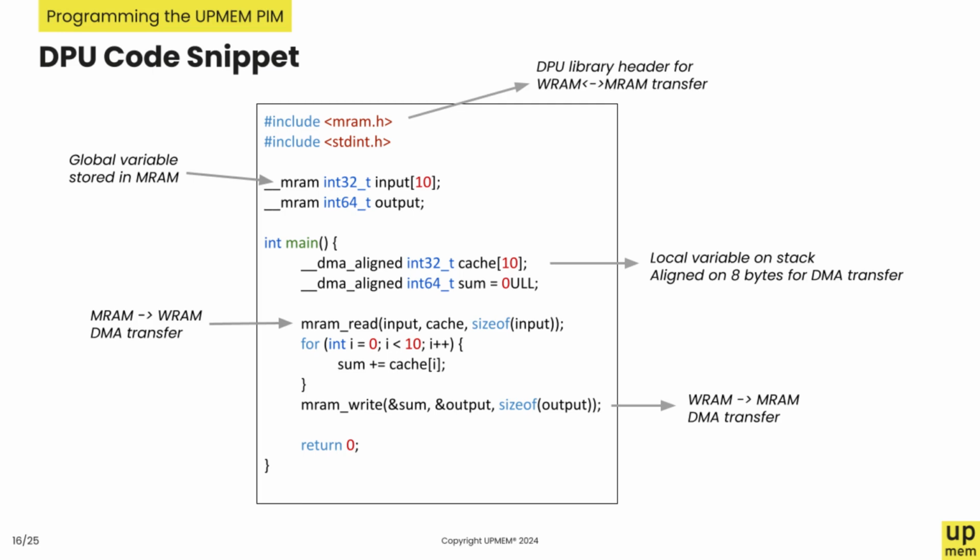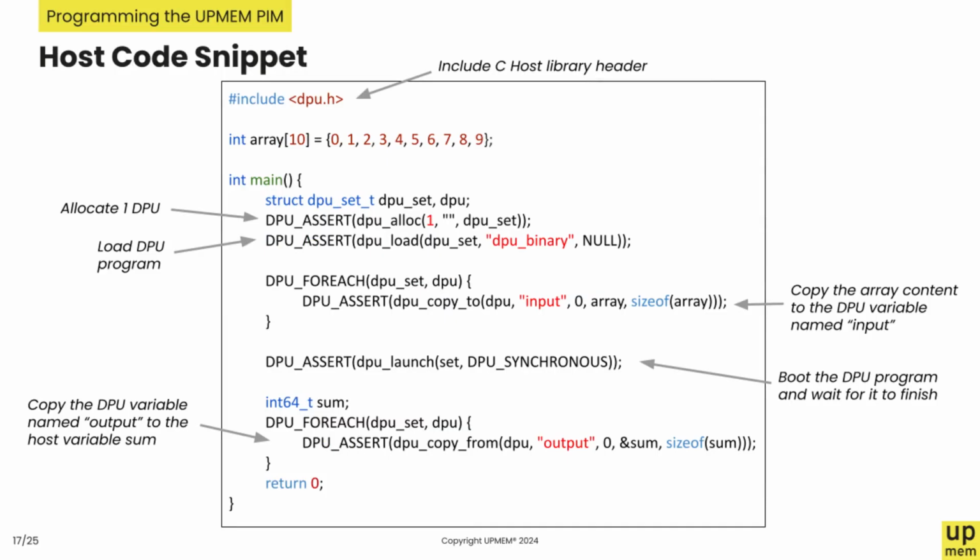From the host perspective, I also want to show the basic example that goes with the previous DPU code I just showed you. Okay, so first thing to notice, there's a lot of DPU assert macros here. This is what we use to do error handling in the SDK. Almost all SDK functions return an error code, and the DPU assert macro will just check it. If it's not 0, it's going to print the correct error message and crash your program.